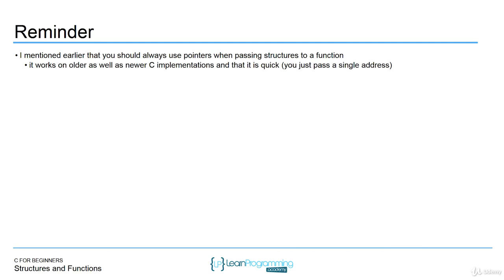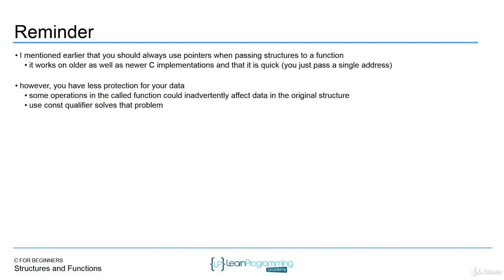A couple of reminders. I mentioned earlier that you should always use pointers when passing structures to a function. Why? Because remember, older versions of C did not allow structures to be passed, but they do allow pointers. So you can avoid any kind of backward compatibility problem. If you're using an older version of C, your program is going to work. So just passing in that single address is also more efficient because of time copying.